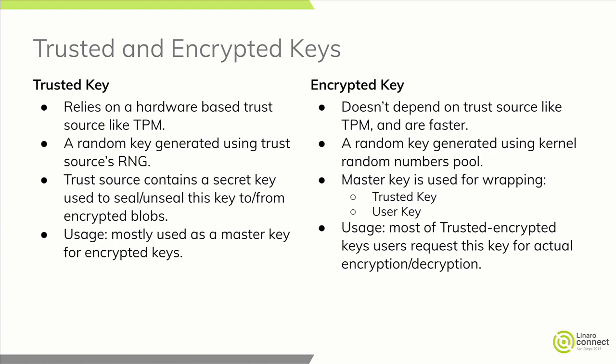These are also random keys which are generated using the kernel random number pool. And for the master key to wrap them, you could either use a trusted key, or if that's not available, you rely on the user space key. But that's not something that's much more secure. These are the keys which are mostly used for the actual encryption and decryption operations that are carried out for the disk, or the file, or the EVM part, right?